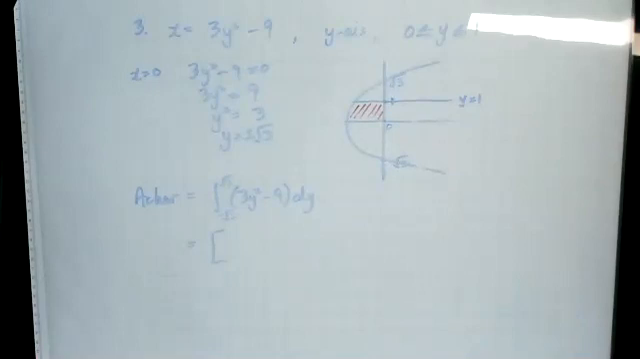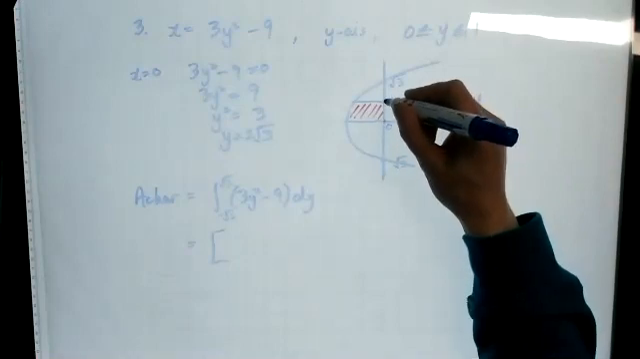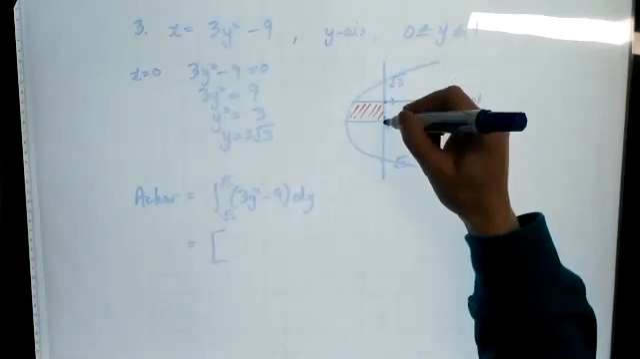So find the area bounded by the curve x equals 3y squared minus 9 and the y-axis, for y between 0 and heen.